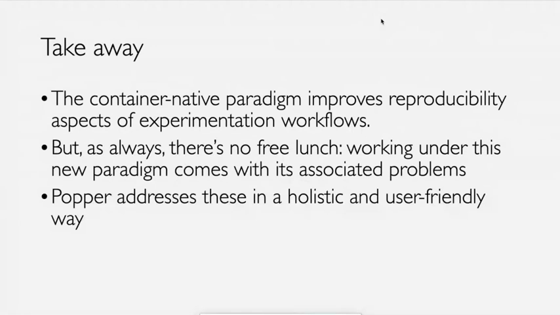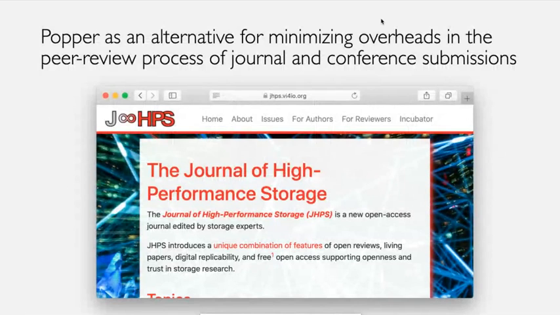And before I stop, let me mention briefly the Journal of High Performance Storage, that is a new effort that is led by Julian and Jay, and the idea for this journal, maybe we can discuss more in the discussion session, is to come up with a new journal that is fully open online, that has a nice shepherding approach to take in new submissions through an incubation process of papers. And one of the things we have been trying to do is have Popper not as a requirement, but just presented as an alternative to authors so that they can minimize the overhead in the pre-review process for submissions.